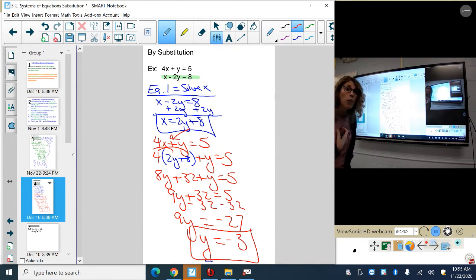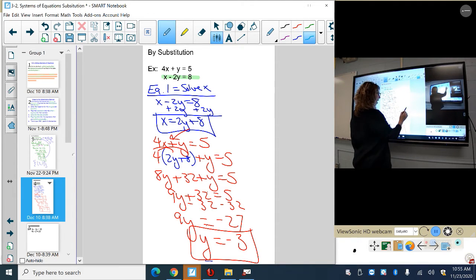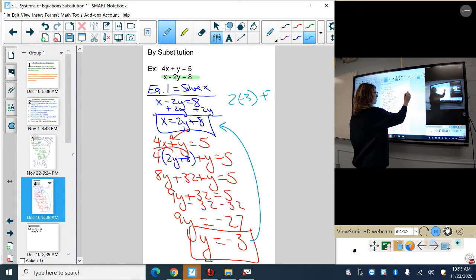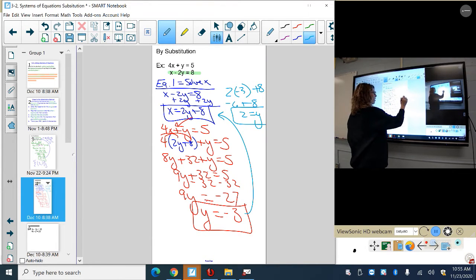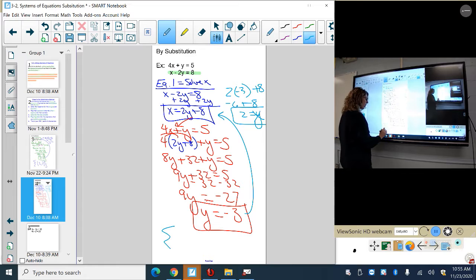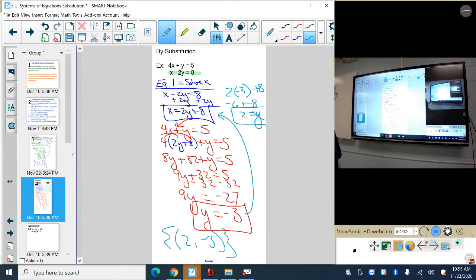So now that I found y, I go back to my box and I plug in. So that's 2 times negative 3 plus 8, so that's negative 6 plus 8 to give me 2 as my y value, or my x value, sorry. So that means I'm going to have the point 2, negative 3, and you are done.